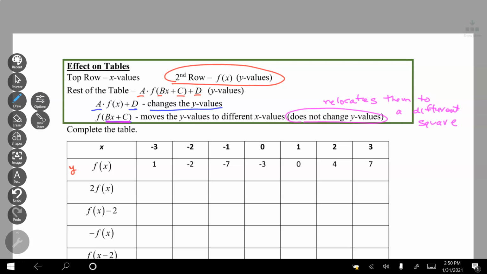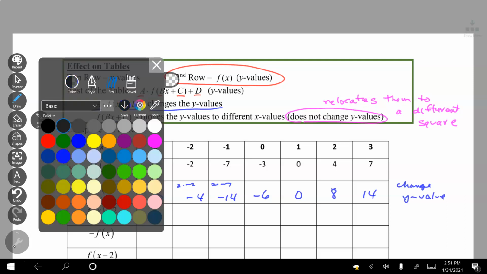So the very first one, I notice I have an A value. 2 is an A value, and all it says is 2 times all the y values. So see all these y values that we have right here, you just multiply them by 2. So if you want to write it out, you could do 2 times 1, 2 times negative 2, 2 times negative 7. I'm not going to do it, I'm going to do it mentally. 2, negative 4, negative 14, negative 6, 0, 8, and 14. Those are the new values. If you did this graphically, all I did was change my y value. A changes the y value.